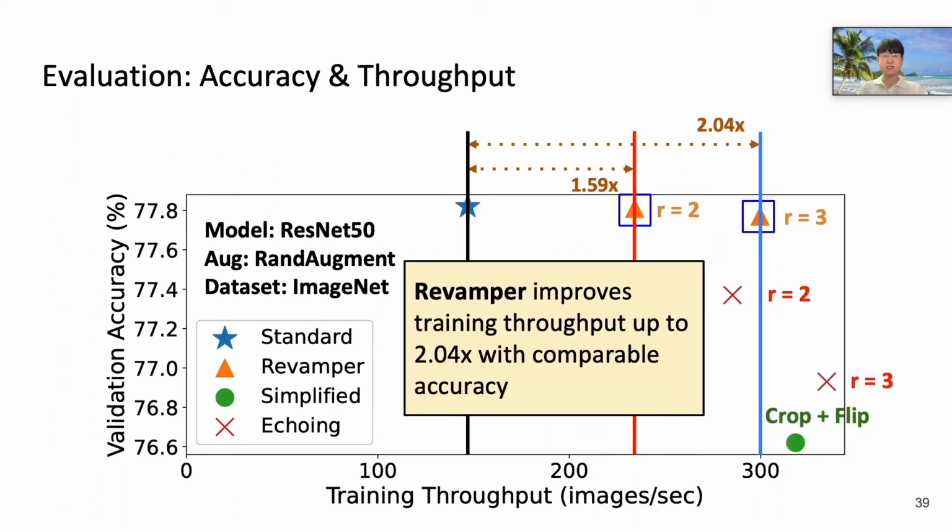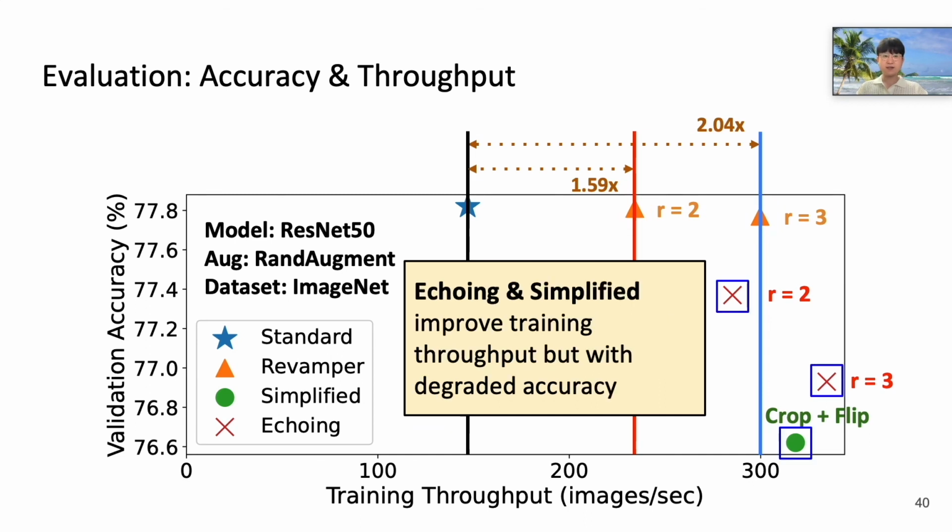First, we evaluate Revamper and the other baselines on ResNet 50 with ImageNet dataset, along with RandAugment. Revamper has shown better training throughput compared to the standard setting, while maintaining comparable accuracy with a negligible 0.05% accuracy drop. When we set the reuse factor to 2, Revamper shows 1.59 times better throughput compared to the standard setting, and shows 2.04 times better throughput when the reuse factor is 3.